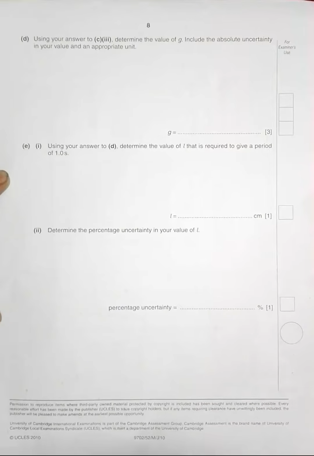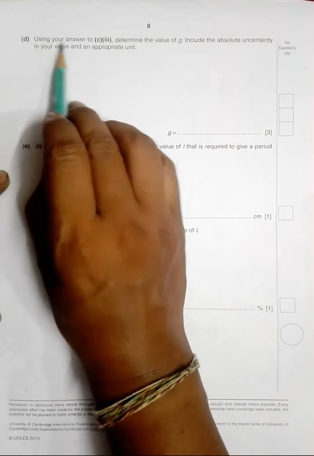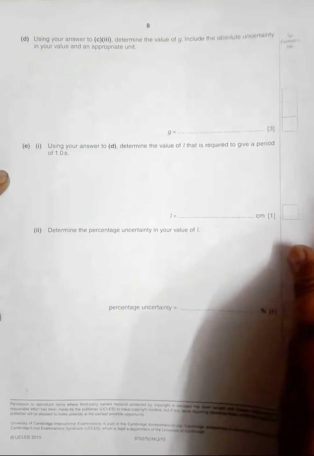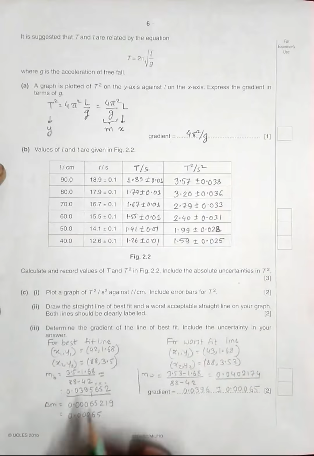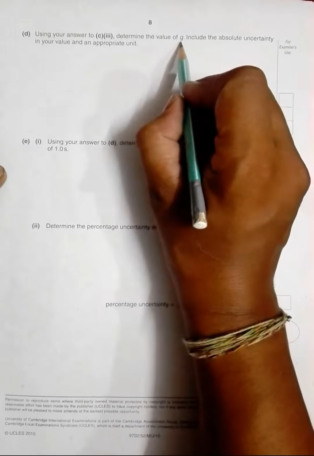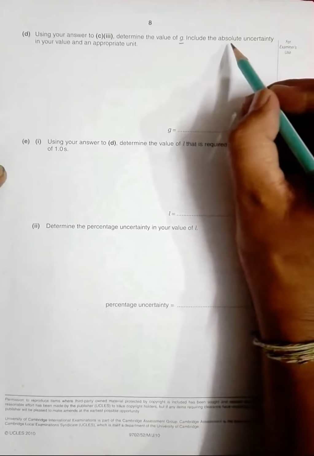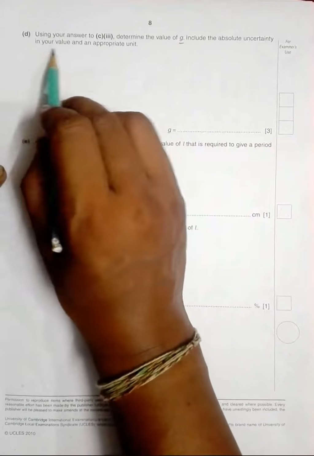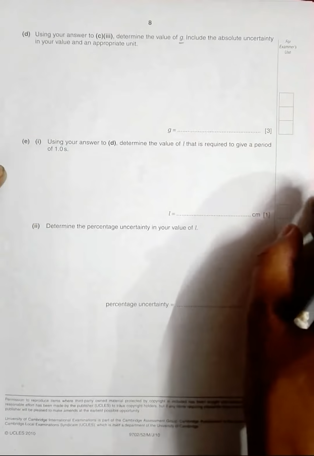Now we are ready to go for number D. Number D says that we have to find, using your answer to C3, C3 means the answer that we got for the gradient or slope. From there we have to find a value for g, the acceleration due to gravity, and we have to include the absolute uncertainty in our value as well as an appropriate unit. So let's go for that.